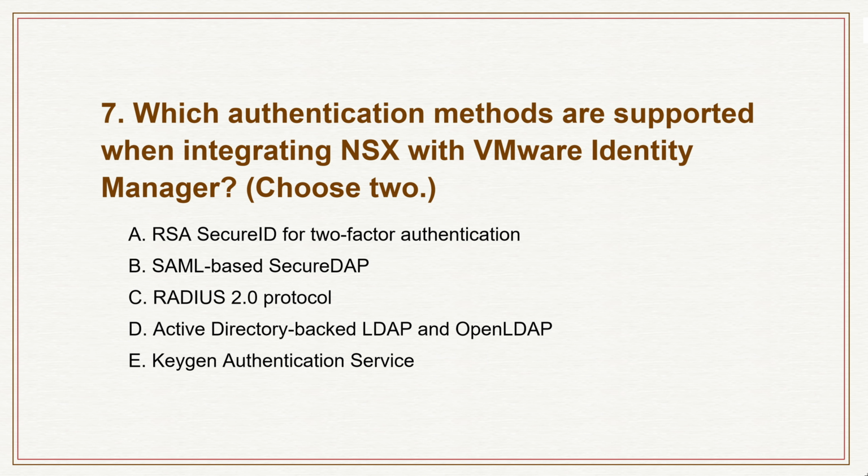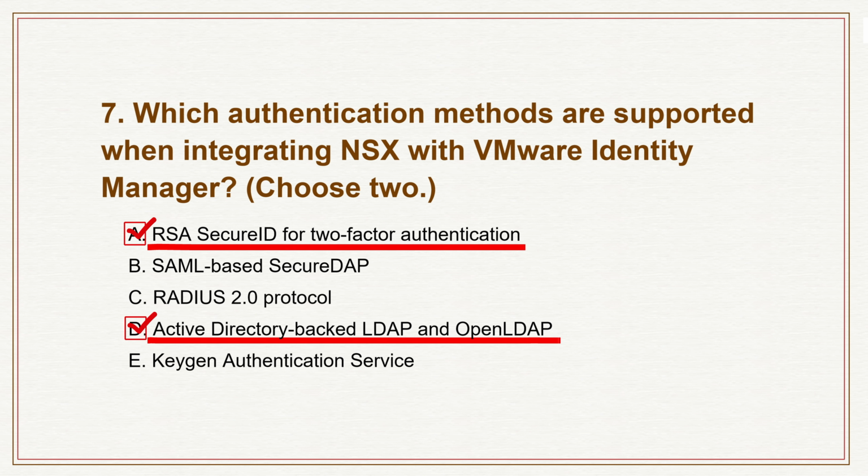So, the correct answers are: using RSA SecurID adds a layer of security with two-factor authentication, which is great for protecting sensitive network operations. Supporting LDAP via Active Directory means you can manage user access using existing organizational credentials, which simplifies security management.